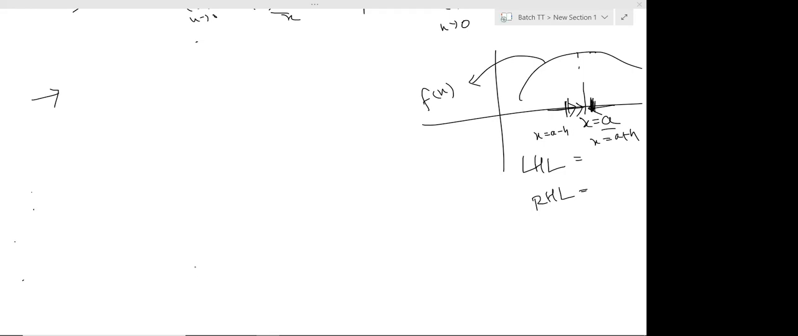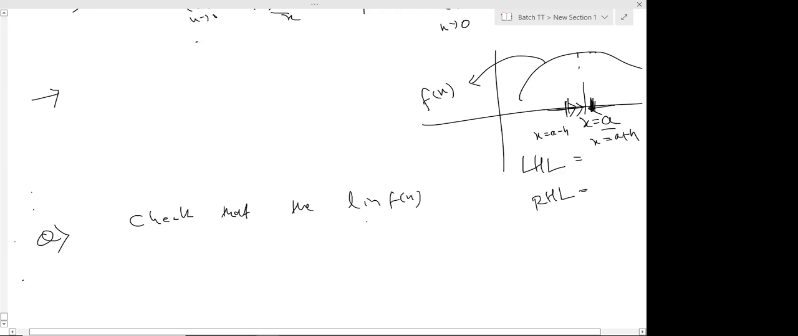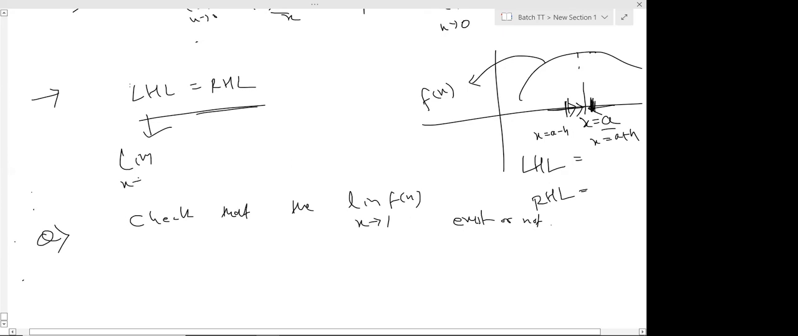Okay, let's solve a question. Check that the limit of f of x as x tends to 1 exists or not. And when does the limit exist? When LHL equals RHL. Left hand limit is the limit as x tends to a minus of f of x, and RHL is the limit as x tends to a plus of f of x. So check that the limit of f of x as x tends to 1 exists or not.